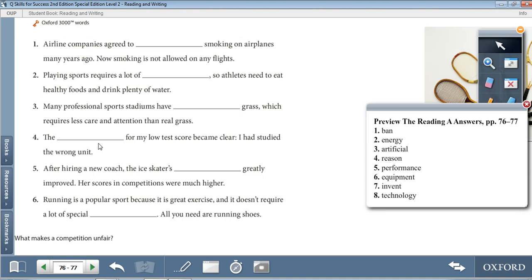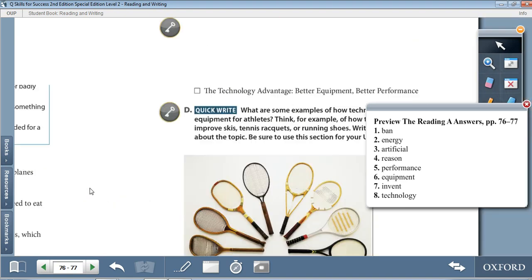4. The reason for my low test score became clear. I had studied the wrong unit. 5. After hiring a new coach, the ice skater's performance greatly improved. Her scores in competitions were much higher. 6. Running is a popular sport because it's great exercise and it doesn't require a lot of special equipment. All you need are running shoes.